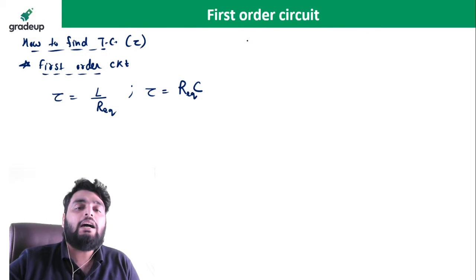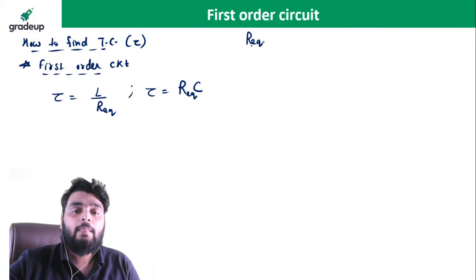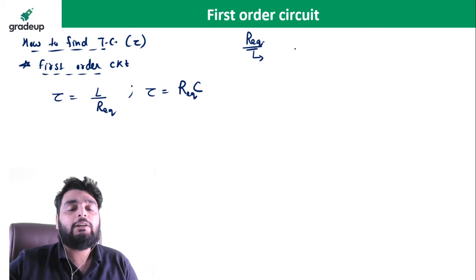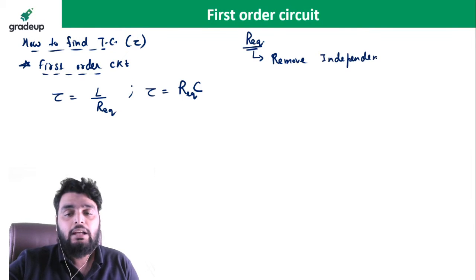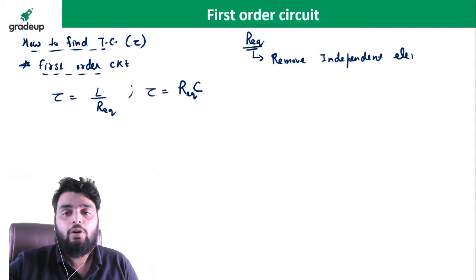Now the question arises, how to find the R equivalent? To find the R equivalent, what we have to do? First of all, remove the independent element. Okay, independent source को remove करना है.